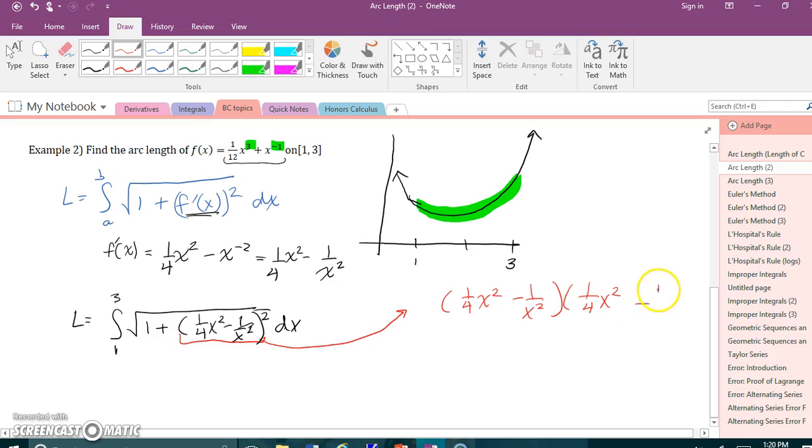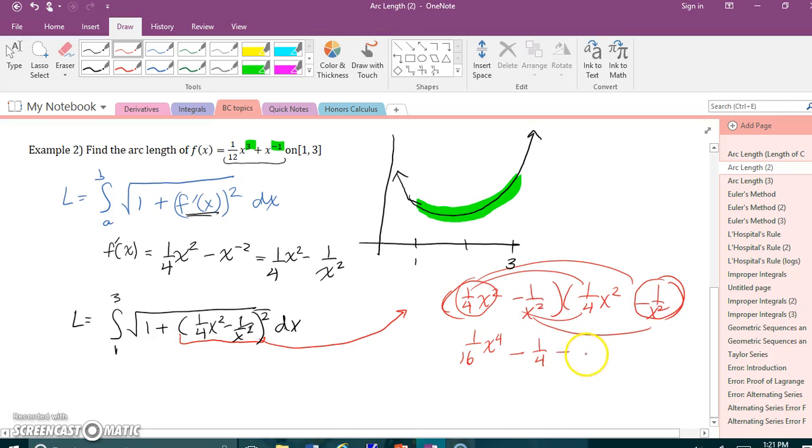1/4 x squared minus 1 over x squared. And let's go ahead and FOIL it. And whenever you FOIL it, just watch what happens here. 1/4 x squared times 1 over x squared, your x squareds will cancel. Same thing right here. 1/4 x squared times 1 over x squared is just going to be -1/4 plus 1 over x to the 4th.